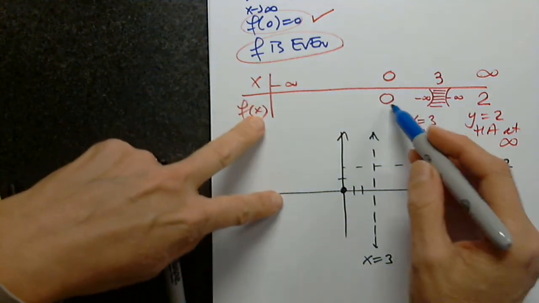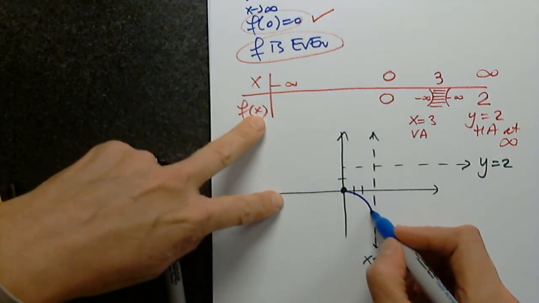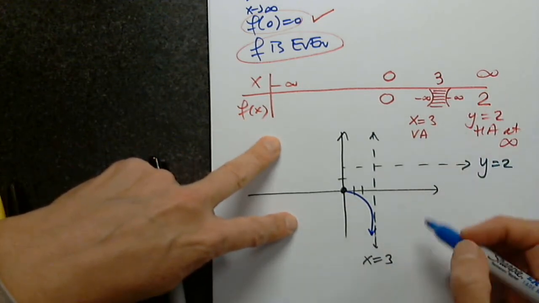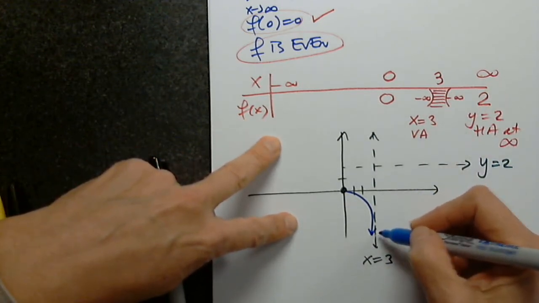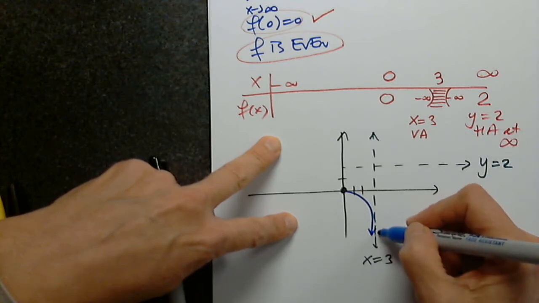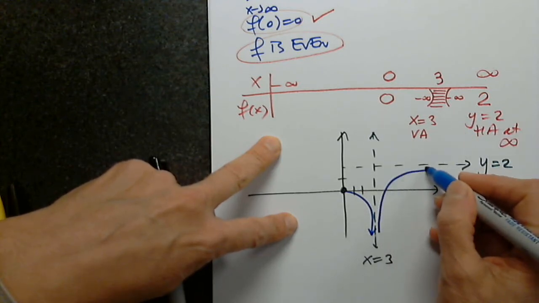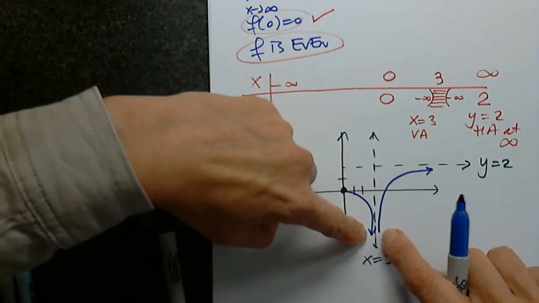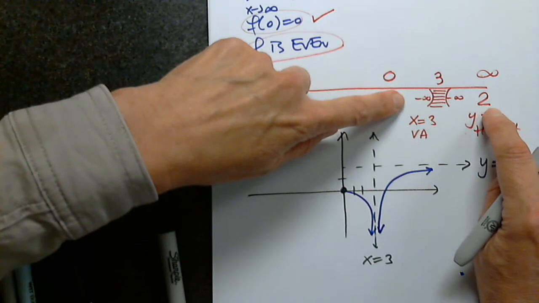Okay, so from 0 to negative infinity, that's fine. And then on the other side, from negative infinity to 2. So I have the point, I have the vertical asymptote, I have both sides going to negative infinity, and I have the horizontal asymptote.